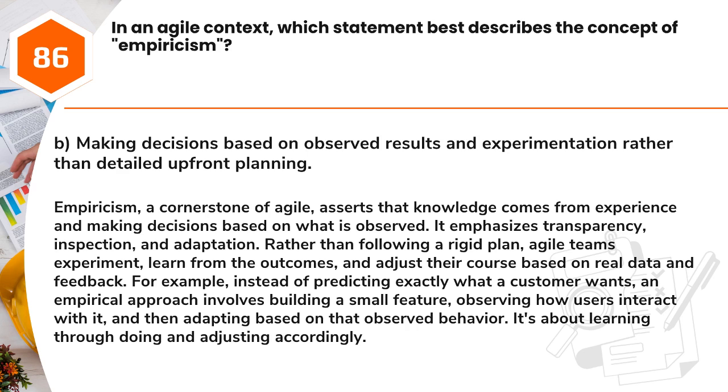Rather than following a rigid plan, Agile teams experiment, learn from the outcomes, and adjust their course based on real data and feedback. For example, instead of predicting exactly what a customer wants, an empirical approach involves building a small feature, observing how users interact with it, and then adapting based on that observed behavior. It's about learning through doing and adjusting accordingly.